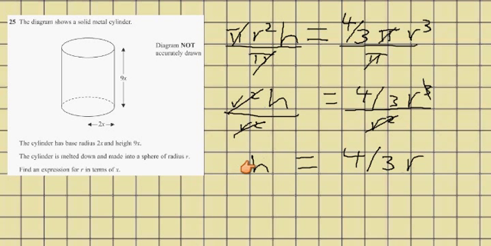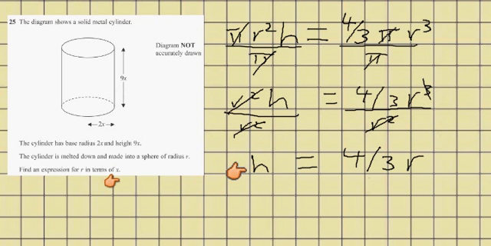We're told that the height of our cylinder, h, is equal to 4/3 the radius of the sphere. Remember we had the cylinder formula on the left and the sphere volume formula on the right. So the height of our cylinder is equal to 4/3 the radius of the sphere. We're asked to find an expression for r in terms of x. So our final answer will need to be in terms of x. So x will have to be on one side by itself.